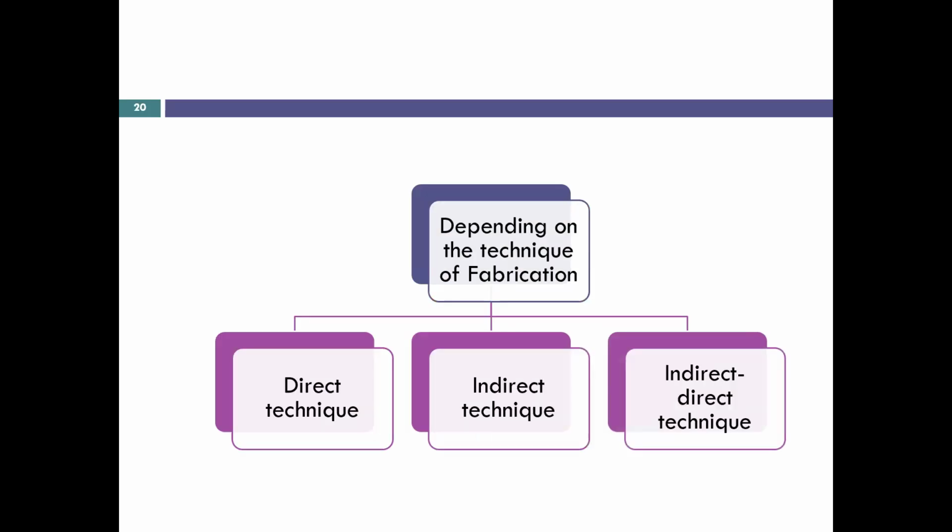Now, depending upon the technique of fabrication, this one is very important, because in this we decide how we will be fabricating our provisional restoration. It can be done by direct technique, indirect technique, or a combination of both direct and indirect techniques. These techniques are very important. We will be discussing this later on.